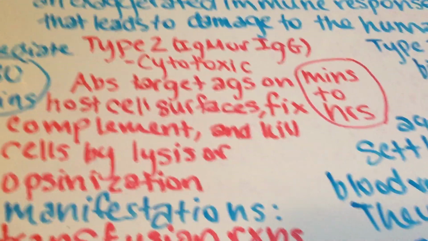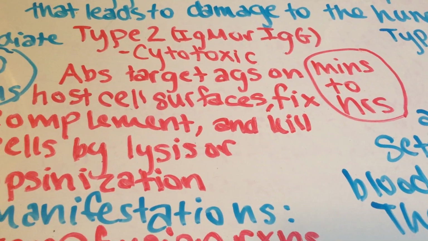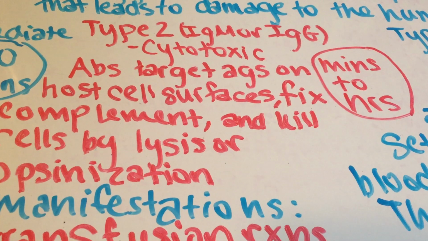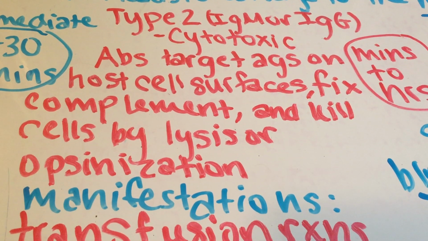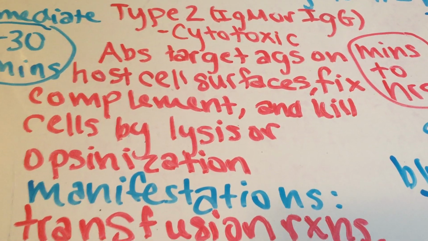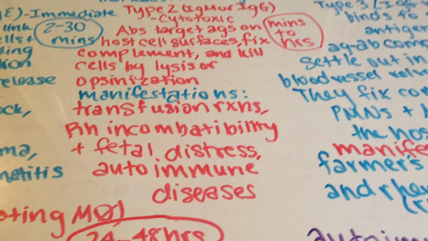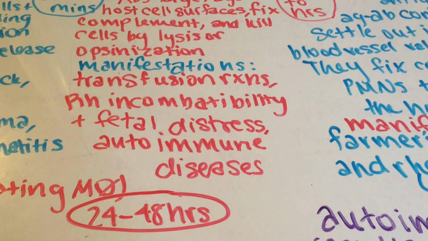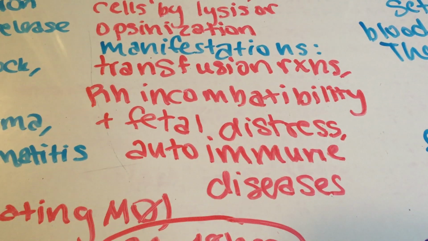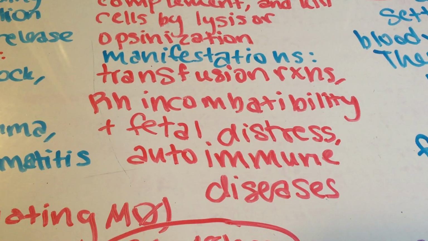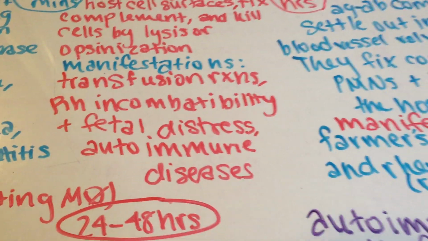Type 2 is IgM or IgG mediated. It's also called cytotoxic, and it takes place within minutes to hours. In this type, antibodies target antigens on host cell surfaces, and they fix complement and kill cells by lysis or opsonization. So, some manifestations of type 2 are transfusion reactions, Rh incompatibility and fetal distress, and autoimmune diseases.